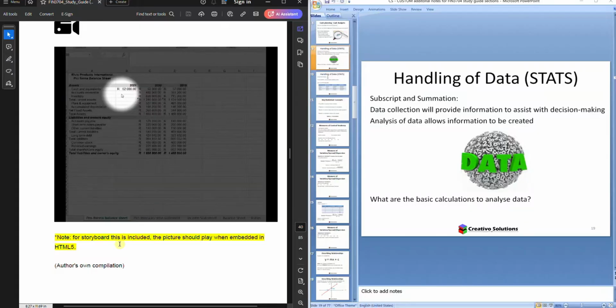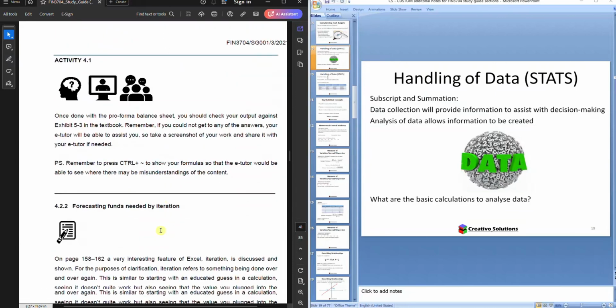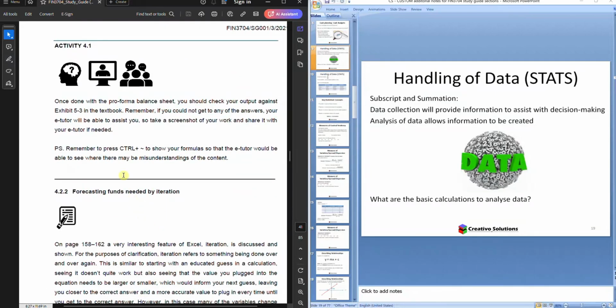Right, so here's an example looking at different years again. It's a bit dark. They've just highlighted the first one, cash and cash equivalents. Note for storyboard, this is included. The picture should play when embedded. So this is the author's notes. I'm not going to look at that. That's just an example. All right, the activity, here they want us to create a pro forma balance sheet, which you've already done. We've got that. You need to share that with the tutor.